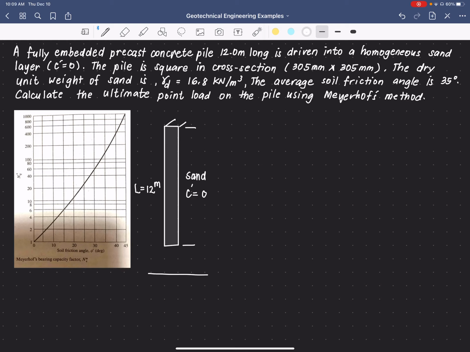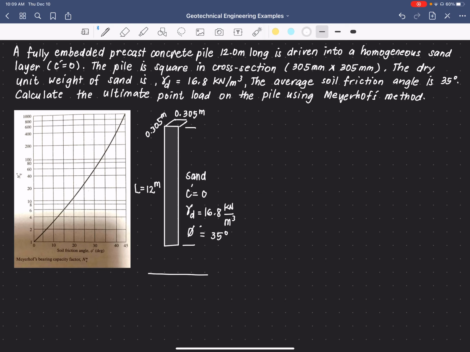The pile is square, having a cross section of 305 millimeter by 305 millimeter. So we can say this is 0.305 meters by 0.305 meters. A dry unit weight is given to be 16.8 kilonewton per cubic meter. And the average angle of friction for this sand is equal to 35 degrees.